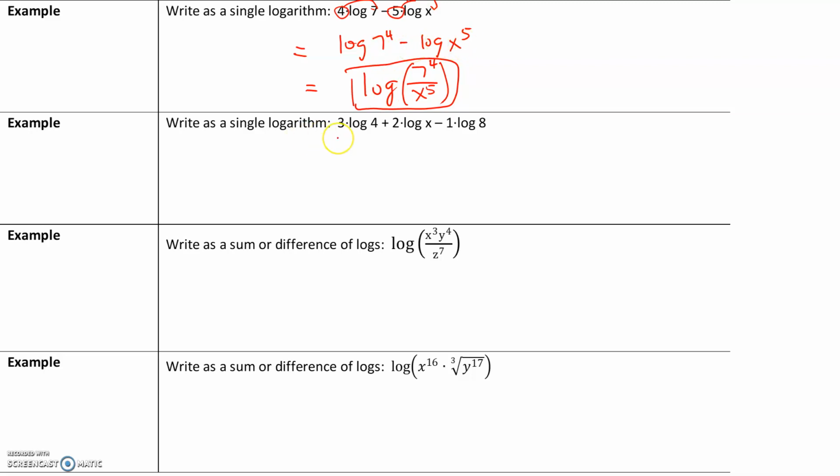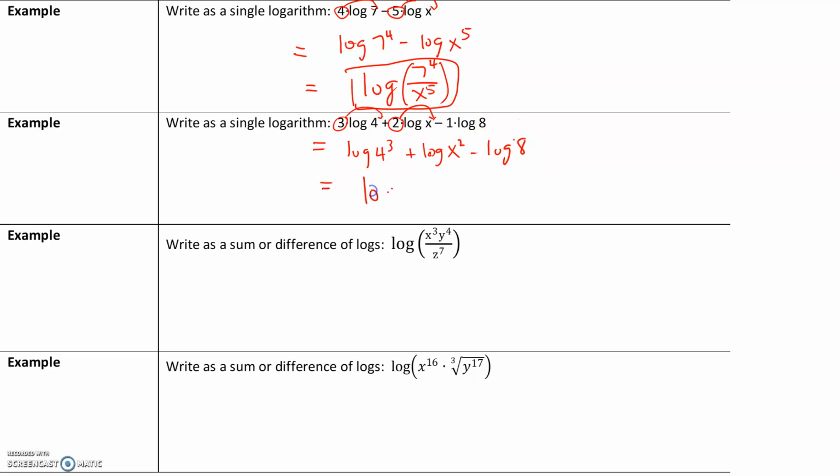Next example, write as a single logarithm. Once again, first thing is all the coefficients go back to being exponents. The 1 we don't have to write because 8 to the 1 is 8. So this gives us log of 4 to the 3rd plus log of x to the 2nd minus log of 8 to the 1st, which is just log 8.